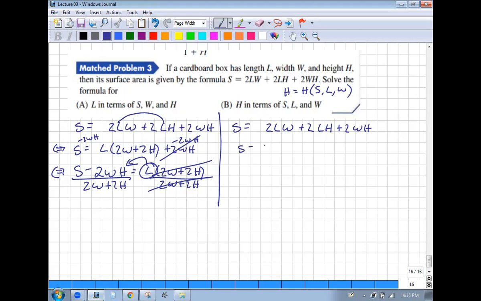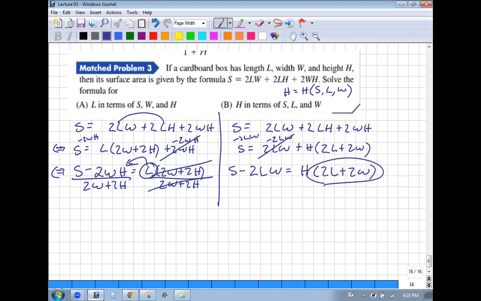So let's factor the H out. We have H times (2L plus 2W), right? There's the 2LH, and here's the 2WH. So now that we have the H consolidated, right? Let's get rid of that. Let's get that off its back. So let's get rid of the 2LW. Subtracting that from both sides, that gives us S minus 2LW equals H times (2L plus 2W). So here's our H by itself.